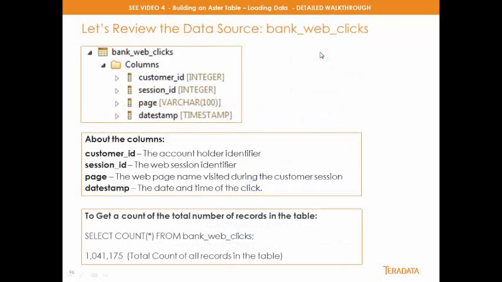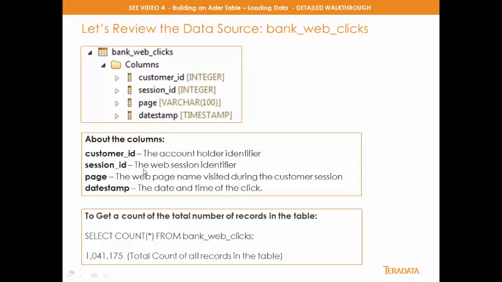So before we get going, we're going to review our data source. And our data source for our nPath query is bank web clicks. Bank web clicks is a table that has these 4 columns: a customer ID, a session ID, a page, and a date timestamp. So let's take a look and understand a little bit about these columns. The customer ID is really the account holder identifier. So if John Thuma had an account there, I would have an account holder ID.